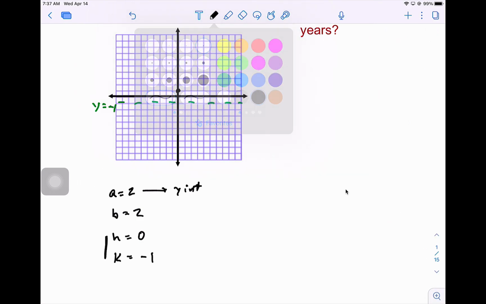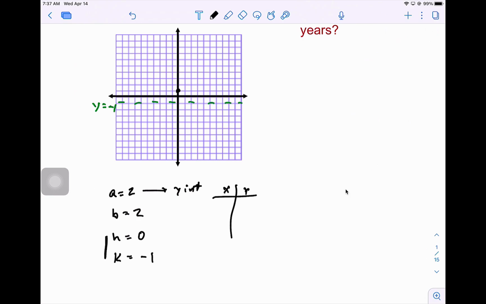And now the rest of this is just finding some other points on the graph. Okay? Pick a couple values to the left. Pick -1, plug it into the equation, see what you get. Pick +1, plug it into the equation, see what you get. And just plot a few other points. So the rest of this problem is to make an XY chart and plug some values in on either side of our starting point. Okay?